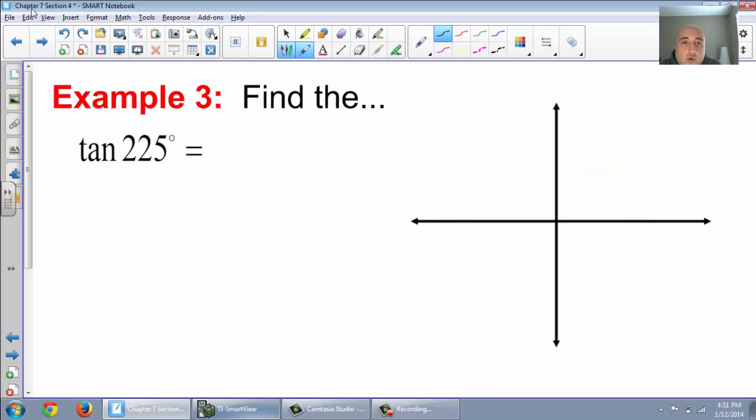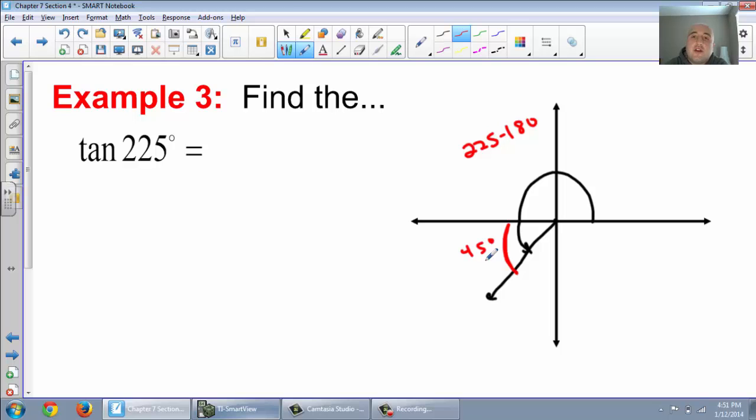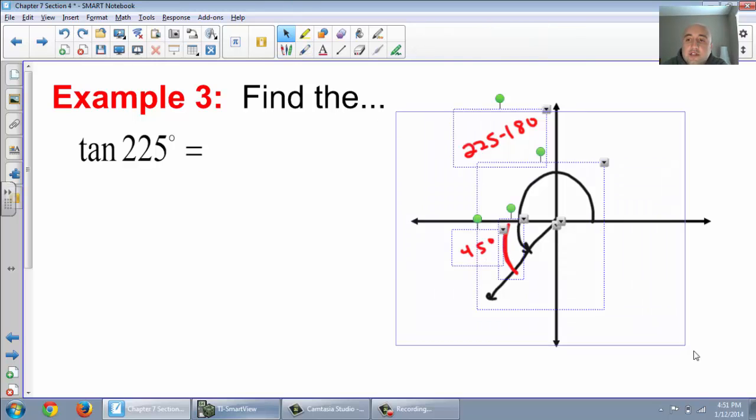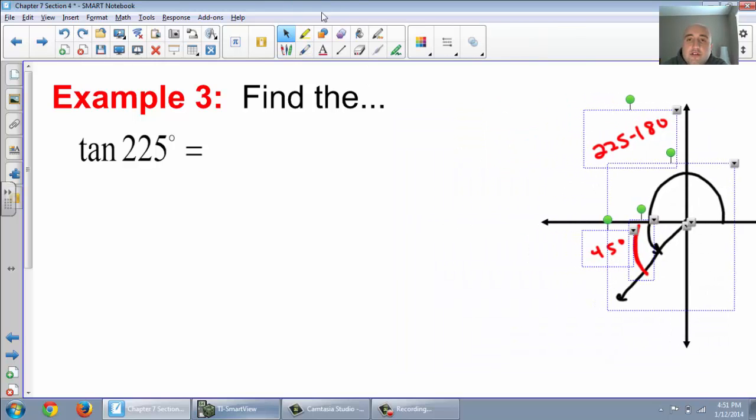All right, so let's try one more here. Tangent of 225. I'm going to do 225 first. There's 180, and I have to go another amount to get to 225. My reference angle is the distance from here to here. So what's 225 minus 180? Hopefully you see that that is a 45-degree angle. So my reference angle is 45 degrees.